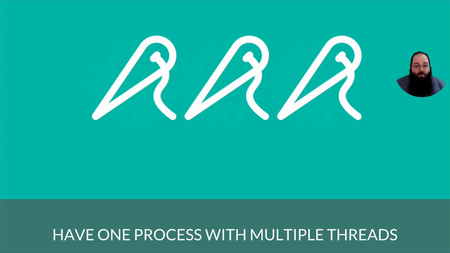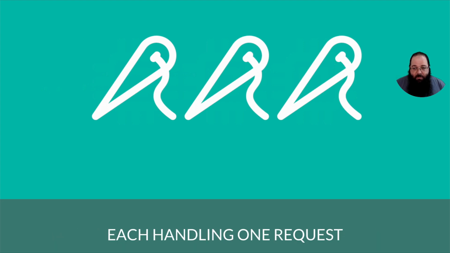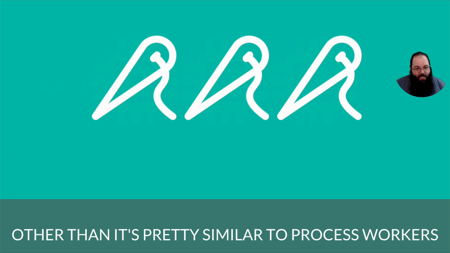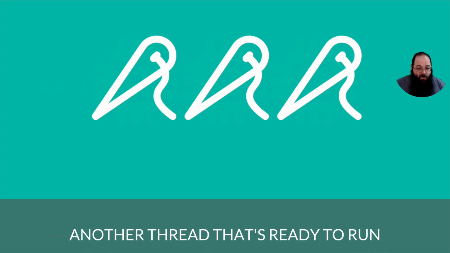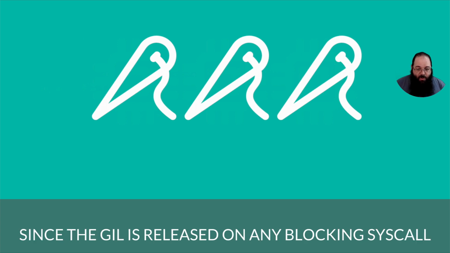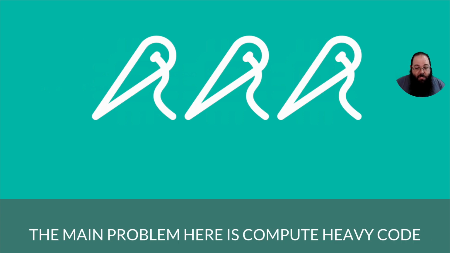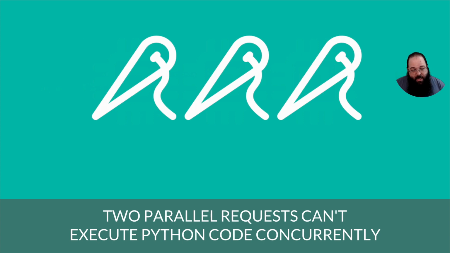Have one process with multiple threads, each handling one request. Other than that, it's pretty similar to process workers. When a thread wants to block, it just blocks, and it lets the operating system schedule another thread that's ready to run. Since the GIL is released in any blocking syscall, the main problem here is compute-heavy code. 2 parallel requests can't execute Python code concurrently.